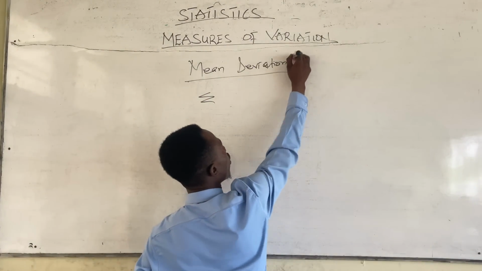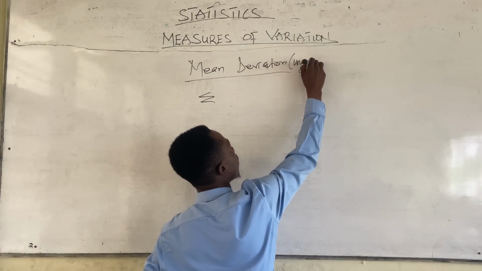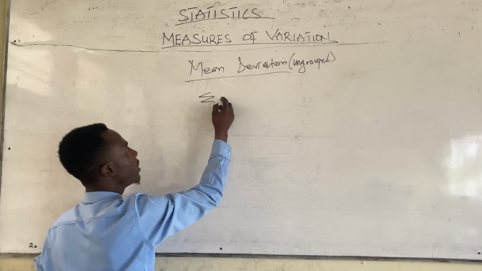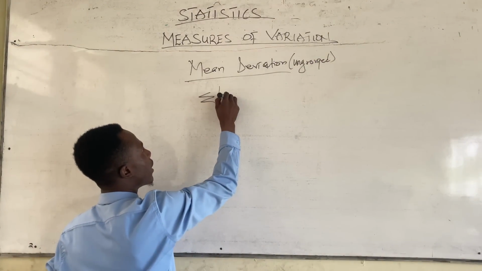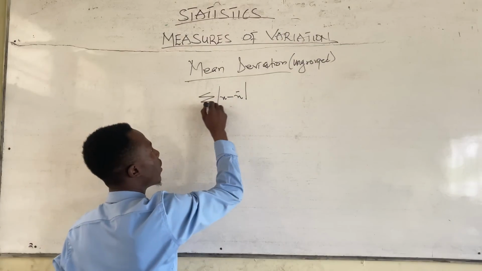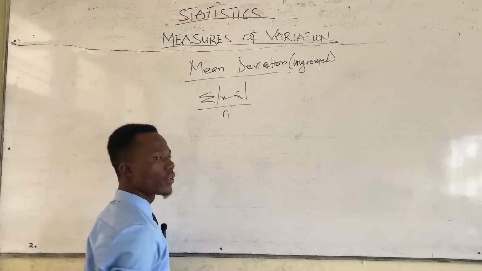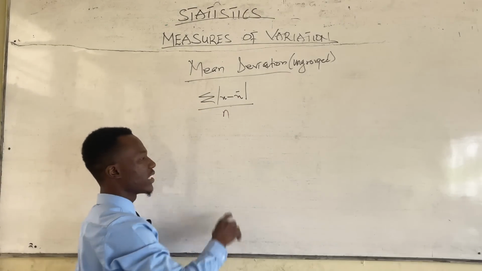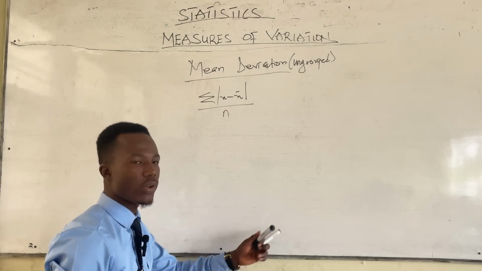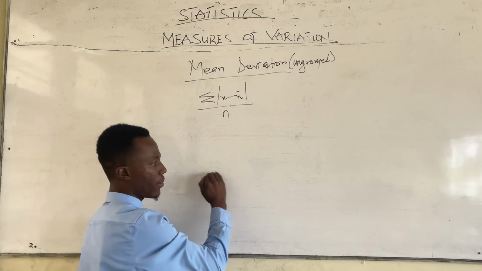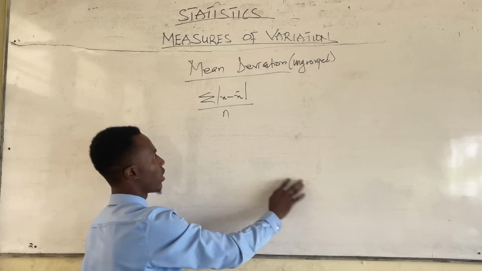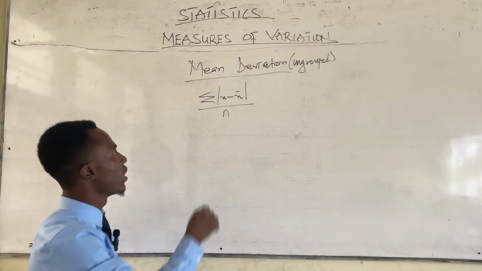We are looking at the ungrouped data, right? So it's summation of the absolute value of x minus x bar, all over n. This x bar is the mean, and x are the values given in the question. And n refers to the number, or the frequency. So when you count, the total number that you have is n.